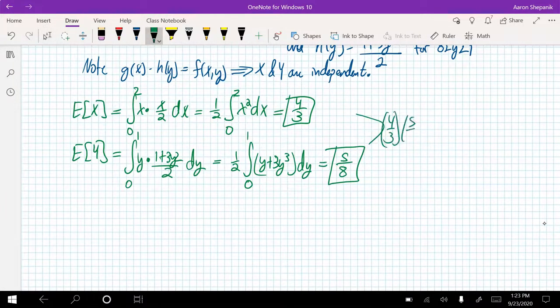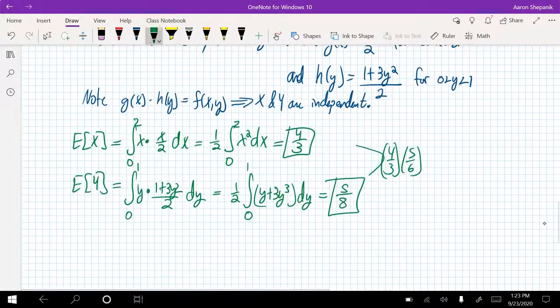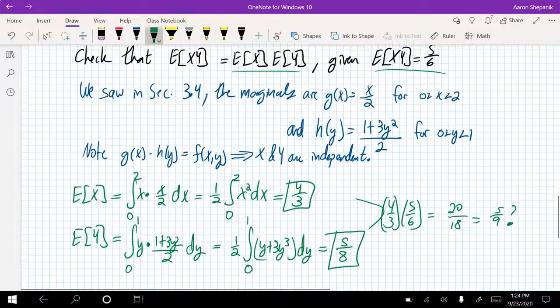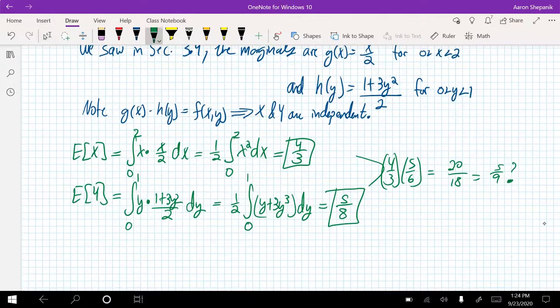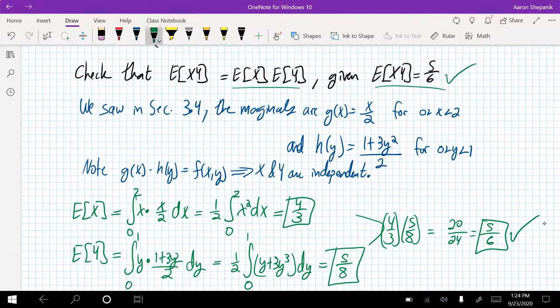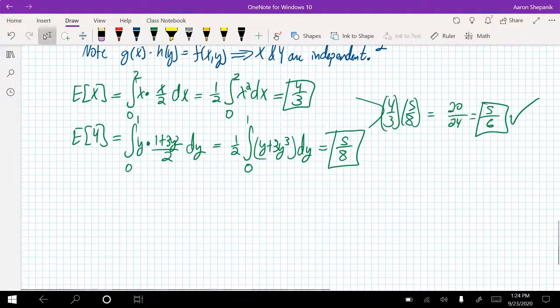4/3 times 5/6, based on the application of this, is equal to 4 times 5 is 20, and then 18. 20 over 18 divided by 5/9. What the heck? That's not good. Oh, this isn't 5. This is 5/8. Let's try again. 4 times 5 is 20. 3 times 8 is 24. Divide everything by 4 then is 5/6. That does in fact check out. There we go. Boom. That looks good. We got it. All right.